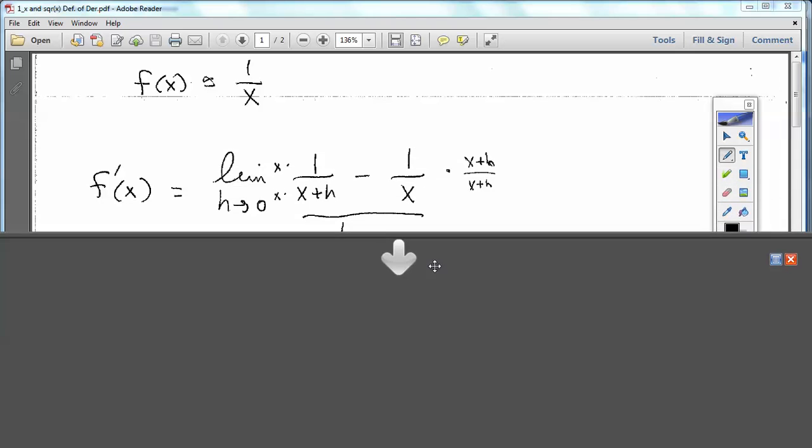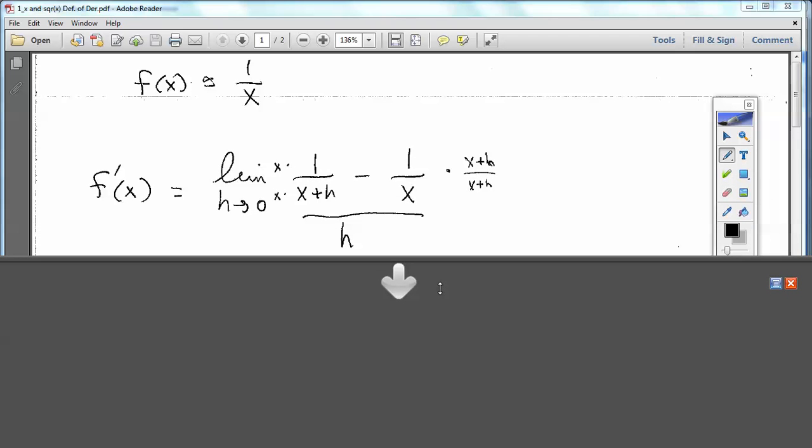On the 1 over x, we start with this function. So what is f of x plus h? Well, we plug an x plus h in for x. So we get 1 over x plus h, minus f of x, so we get 1 over x. Now, we need to get a common denominator on those.